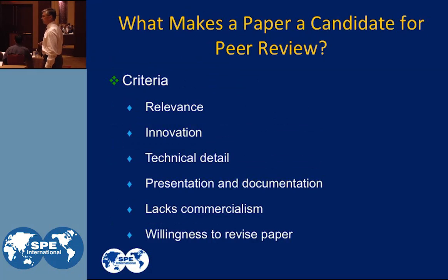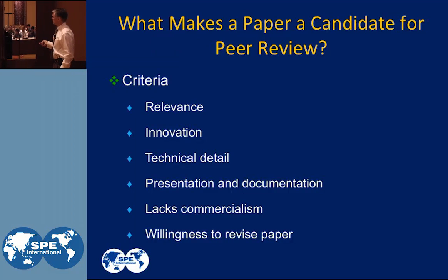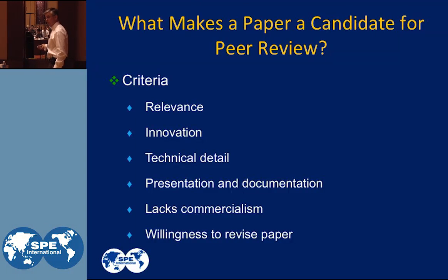Now, what makes your paper a candidate for peer review? Okay, describe that briefly. Its criteria: the relevance to the magazine. Is it innovative? Does it have sufficient technical detail? And the presentation of the material and the documentation of the material, how it's documented. And then it has to lack commercialism. And you as the author have to be willing to revise it.